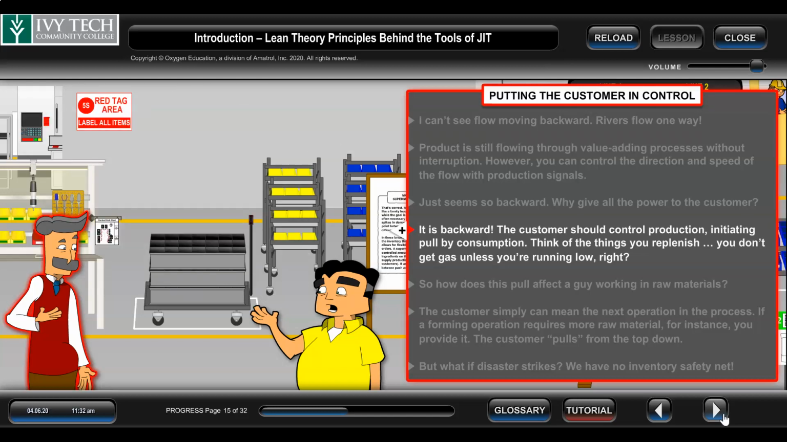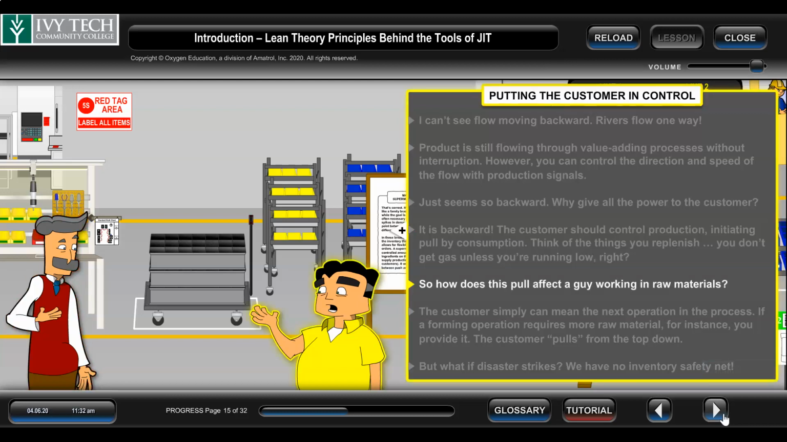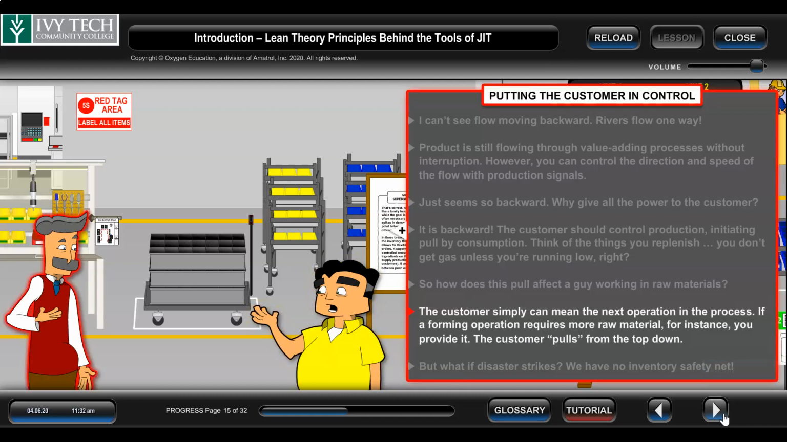Think of the things you replenish. You don't get gas unless you're running low, right? So how does this pull affect a guy working in raw materials? The customer simply can mean the next operation in the process. If a forming operation requires more raw material, for instance, you provide it. The customer pulls from the top down.